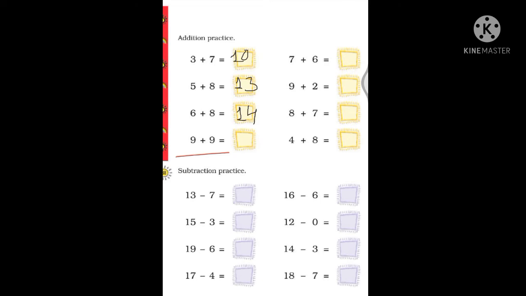Next question, 9 plus 9, what do we get, Patel Faiz? 18. Yes Patel Faiz, you are absolutely right, students. If we do 9 plus 9, we get answer 18. So here in the box you have to write down answer 18.